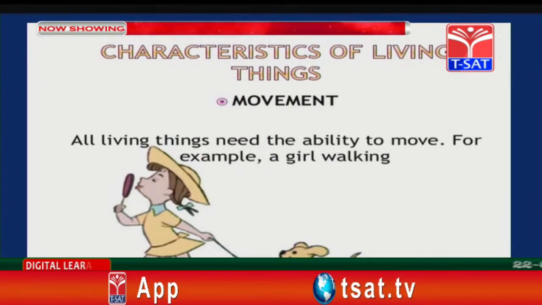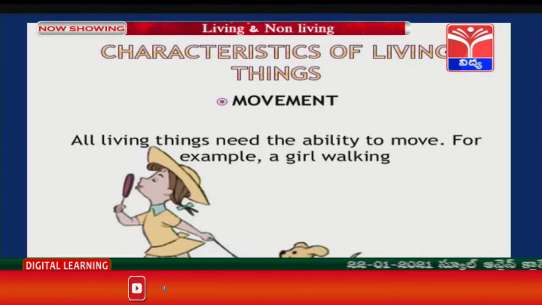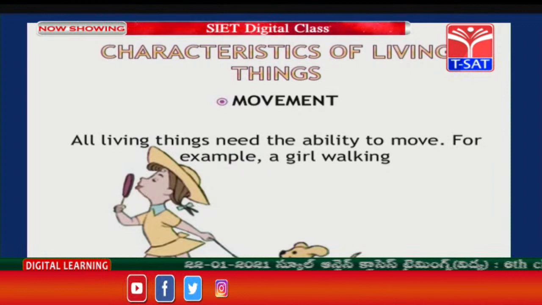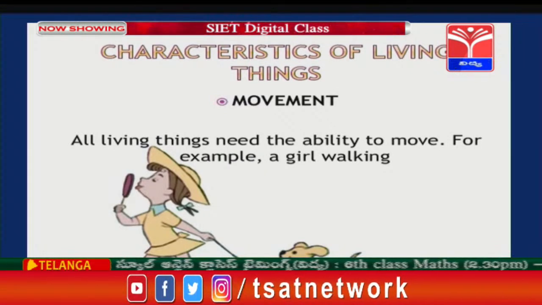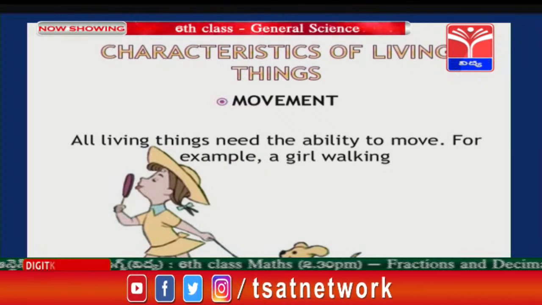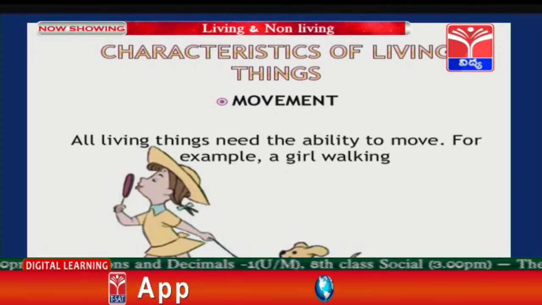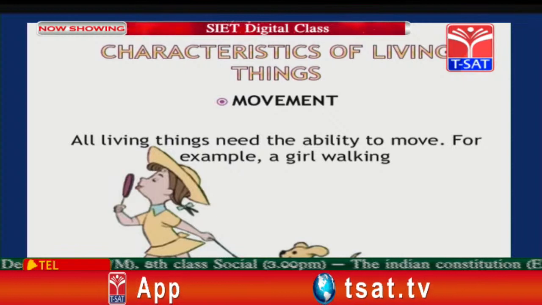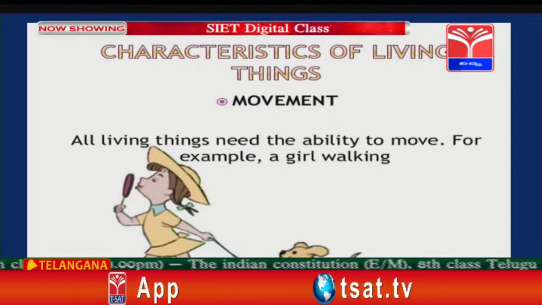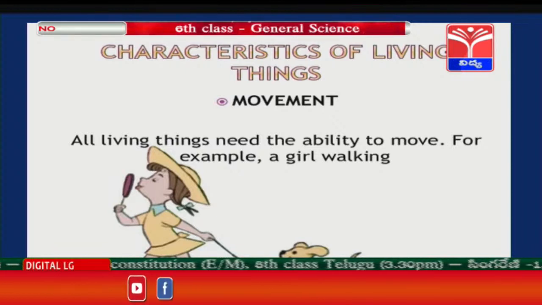See here, children. So, the first characteristic feature is movement. All the living things need the ability to move. See here in this slide, you can see a girl is walking along with her dog, isn't it so? So, human beings are also moving, and as well as animals are also moving. So, here the characteristic feature you can see in these living organisms is movement.